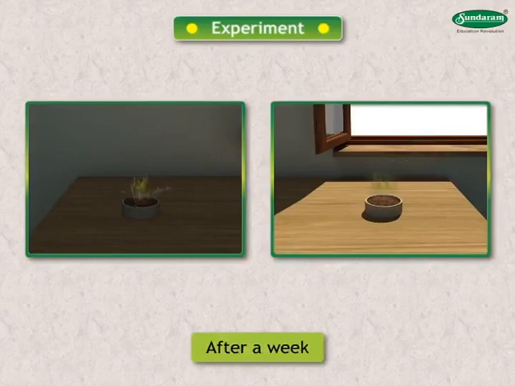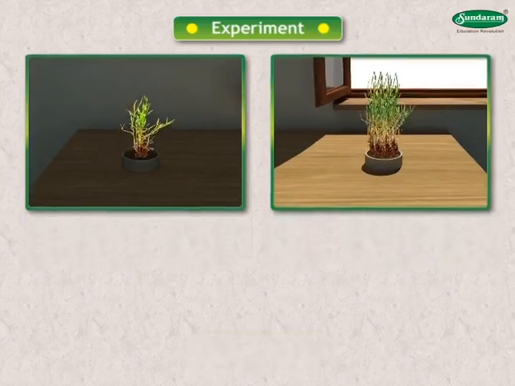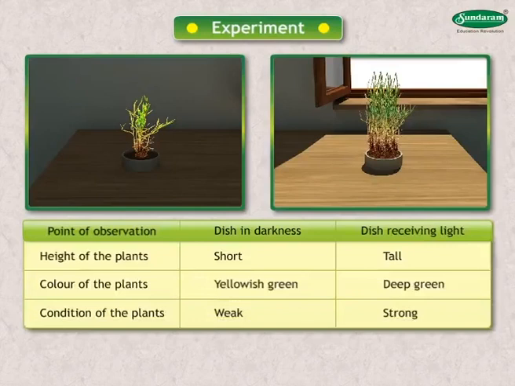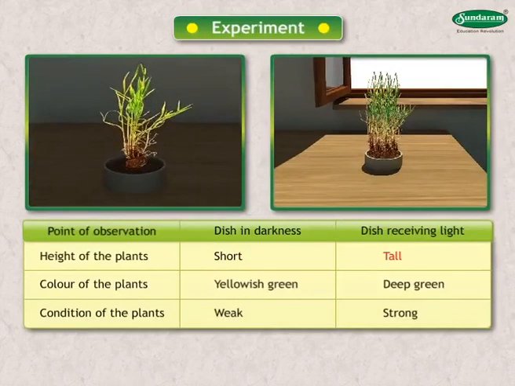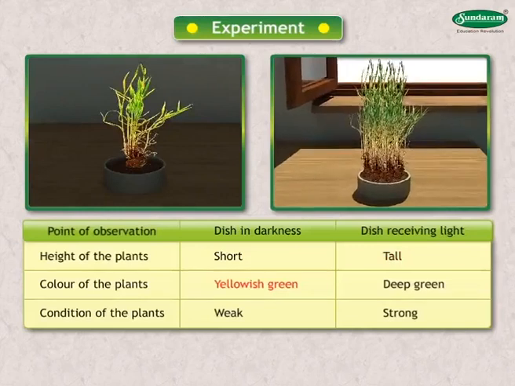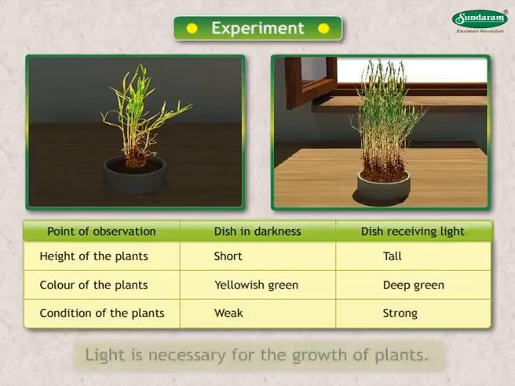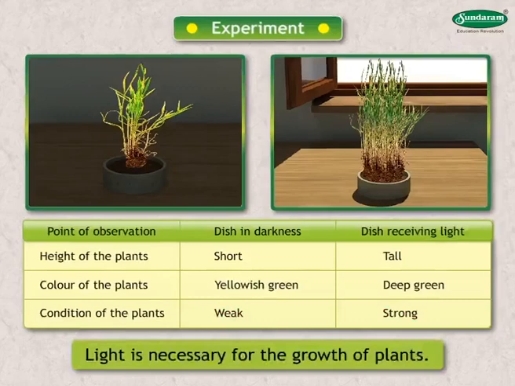After a week, observe the two dishes and record your observations as shown in the following table. It was observed that the height of the plant kept in the dark was short, while the plant that received sunlight was tall. The color of the plant kept in the dark was yellowish green, and the color of the plant that received sunlight was deep green. Even the condition of the plant that was kept in the dark was weak, while the plant that received sunlight was strong. These above points tell us that light is necessary for the growth of plants.